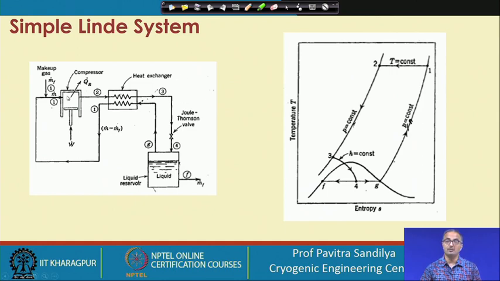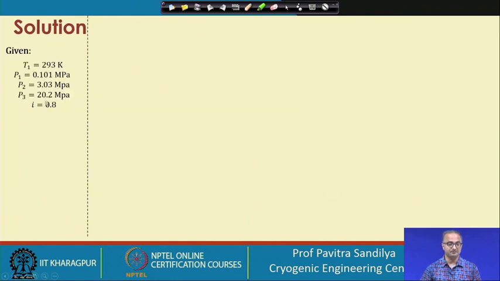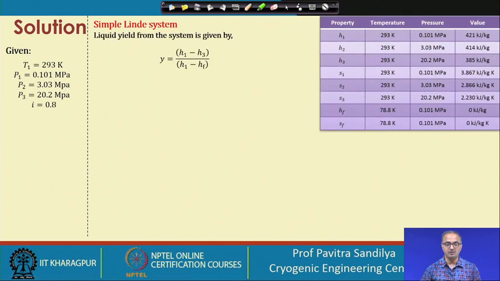Here we have the simple Linde system. Again only one compressor here, this heat exchanger, and the liquid reservoir from where we are withdrawing the liquid, and here is the TS representation of the same process. Again here we are doing the isenthalpic expansion to get the liquid. Okay. So, for this we write down all the conditions, except that we do not need the intermediate pressure. We need only P1 and P3, and we again list out the values of the enthalpies, and we find out that the liquid yield is this.